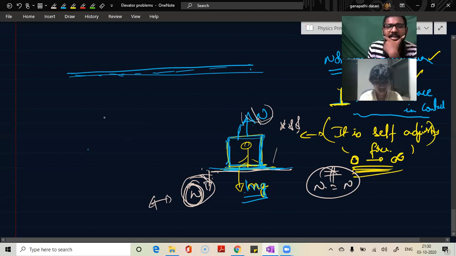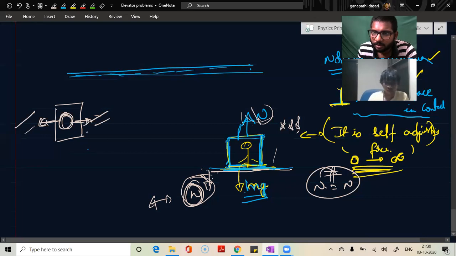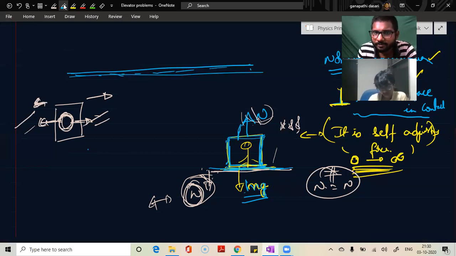If I keep a ball here, and you and I both are trying to pull this ball in opposite directions, but the ball is at rest, that means whatever forces we both are exerting cancel to 0. Because we are exerting two forces in opposite directions on the same ball. Did you get this point or not? You tell me.